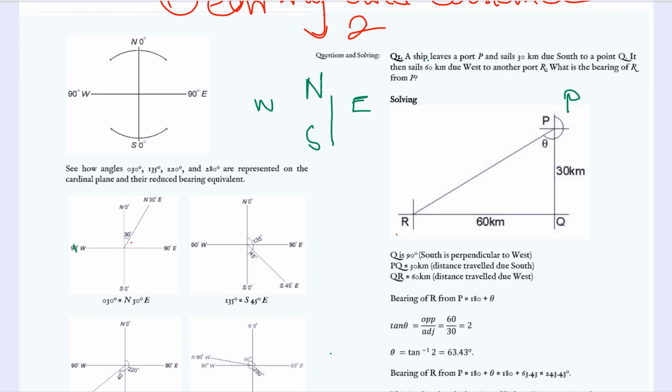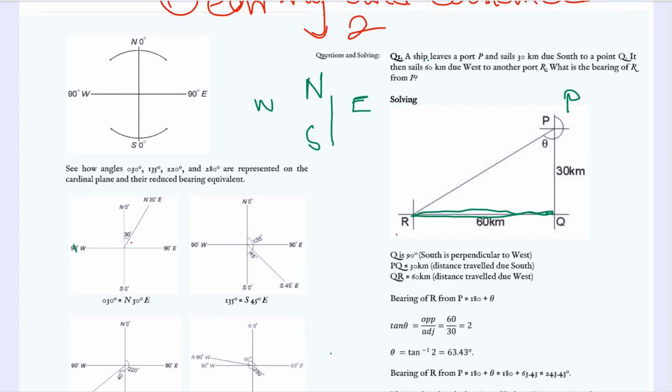It then, from this south, sails another 60 kilometers. You can see that the distance of that 60 will be long. Now you can see the distance, that 30 is shorter than 60. Do you see that now? So that's another thing you must notice. You must know how to do that, even though you are not using your ruler, but you should know that when we say one is 30, one is 60, there should be a difference. All right, and then to another port R.